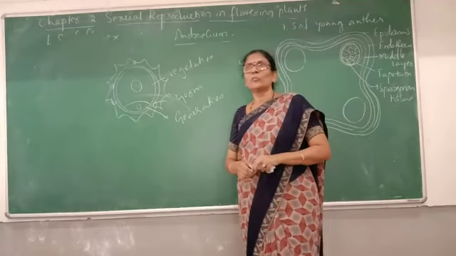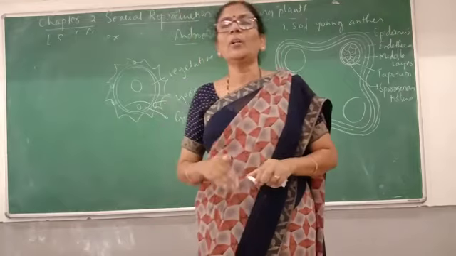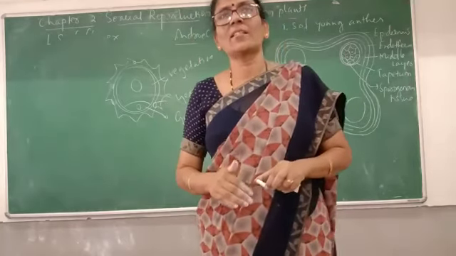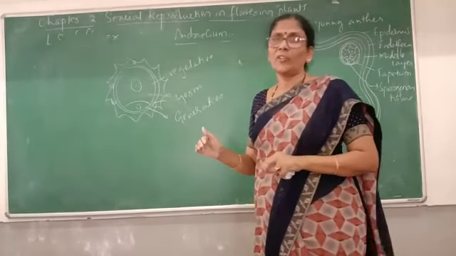So here I am going to conclude the structure of the stamen, microsporangia and pollen grain. In the next class we will continue with the female reproductive structure, the gynoecium.